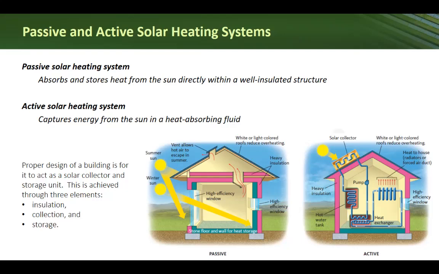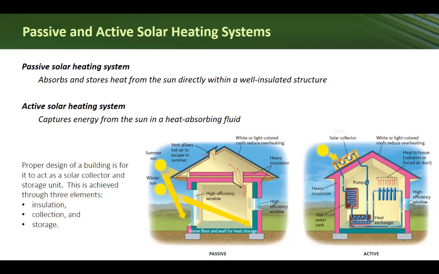Now, this is much easier to retrofit into a house that already exists. And so this is what you typically will see more of. Okay? But if you're thinking about the two in terms of long-term efficiency, there are differences.